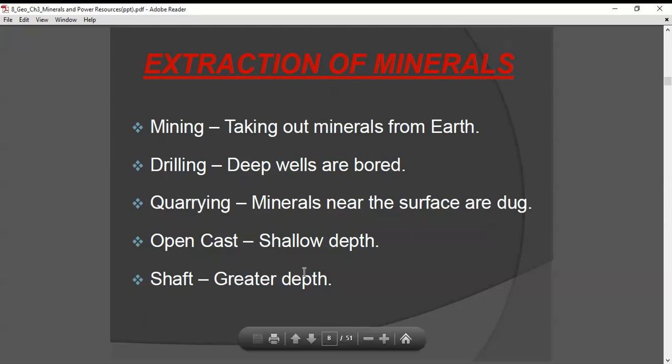Okay, so has everybody understood till now about the different types of mining? Yes, sir. Anybody having any doubts? No doubts.